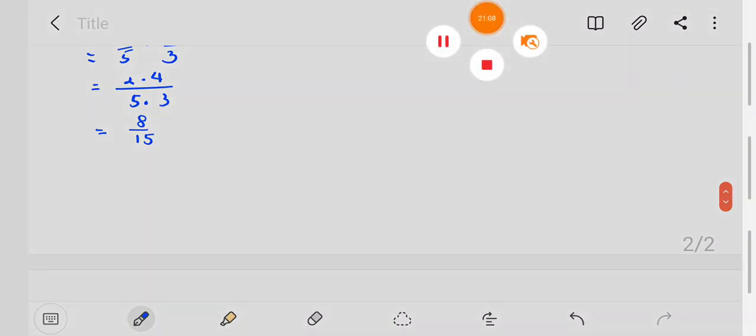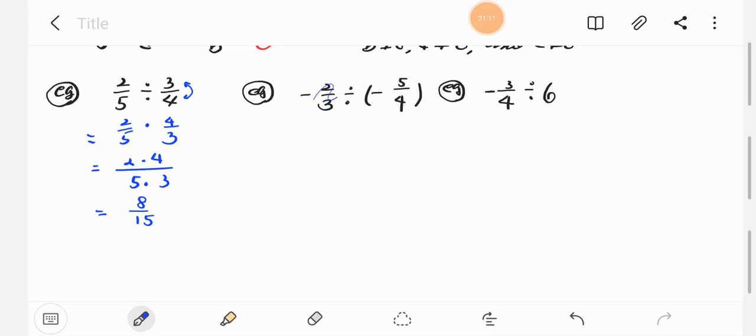So let's try some examples. For this example, negative 2/3 is a negative, and negative 5/4 is a negative. So there are two negatives, an even number of negatives, right? So the result will be positive. So this is equal to 2/3 divided by 5/4. When you have a division, what do we do? Make a product, multiplied by the reciprocal of the second fraction, so 4/5. Then multiply the numbers in the numerator and multiply the numbers in the denominator. So that is equal to 8/15. The result is positive because there are two negatives.